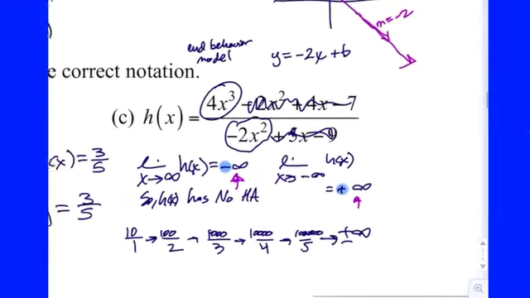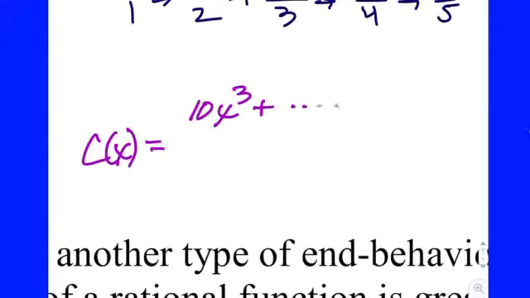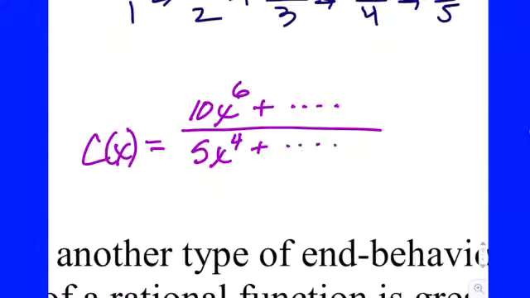Now here's something that's cool. What if I throw in another function here? Let's call it c of x for cool of x. How about if it was something like 10x cubed plus who cares? Well, no, that's not the x cubed. Let's do x to the 6, yeah, plus who cares, all over 5x to the 4th plus who cares. Would this function have a horizontal asymptote?